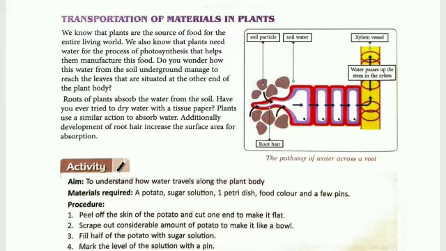But the second tissue in the plant is phloem. Phloem transports food, and food is distributed everywhere. So food is transported in every direction. Okay. Now let's start.